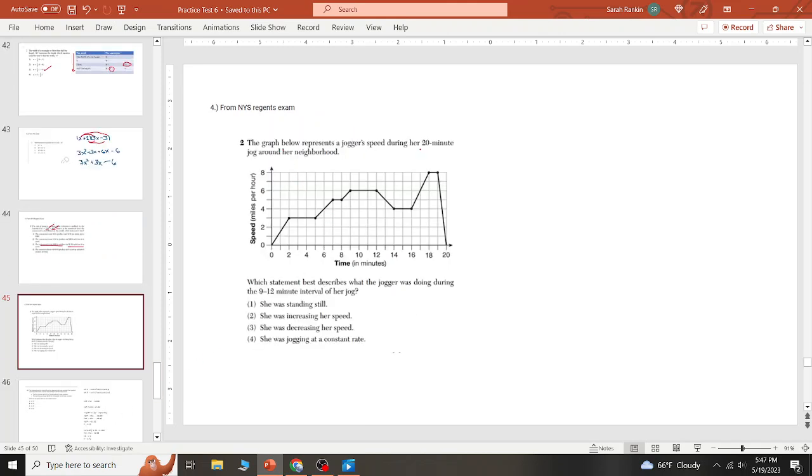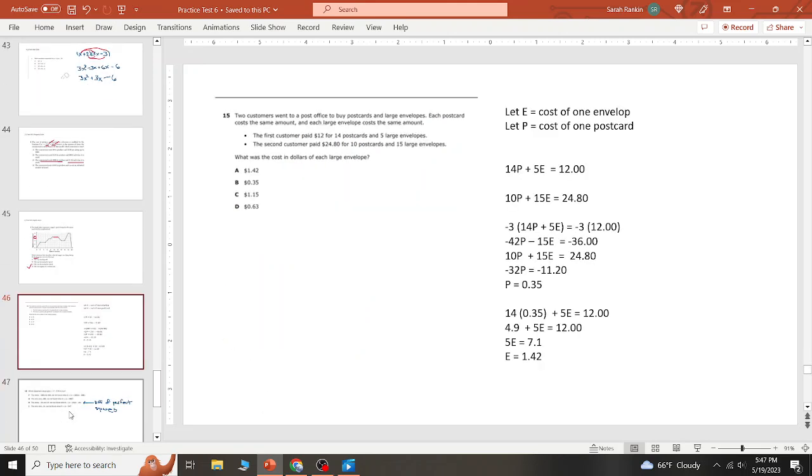All right, the graph shows the jogger between the 9 and 12 minute interval, so that's right here. Notice it's flat, but it's flat. They're running at a rate of 6 miles per hour. So they're not standing still, they're running at 6 miles per hour. Their speed isn't increasing, their speed isn't decreasing. They're jogging at a constant rate of 6 miles per hour.